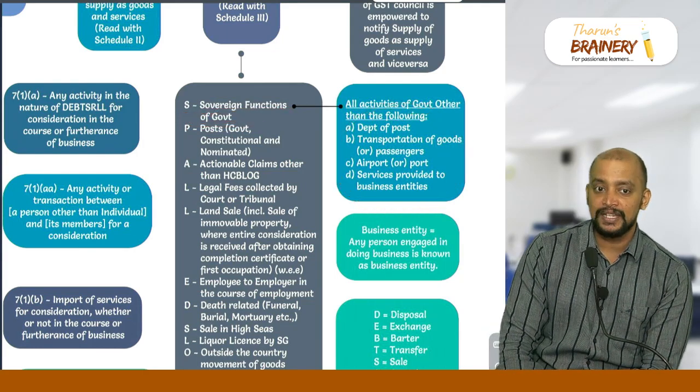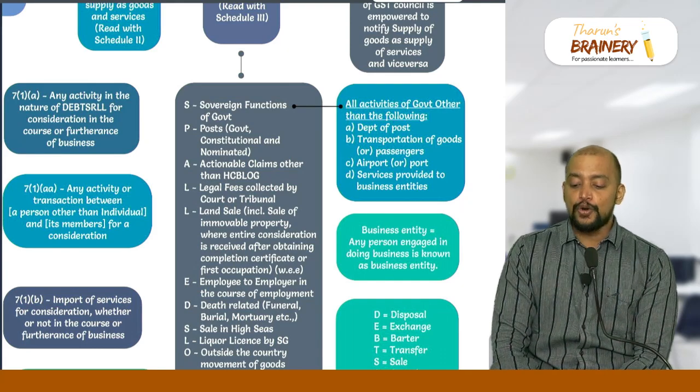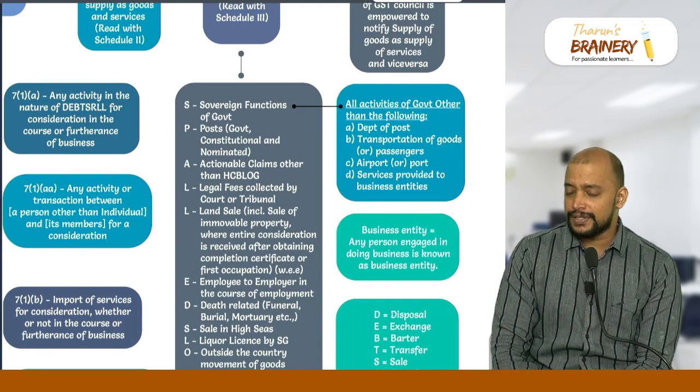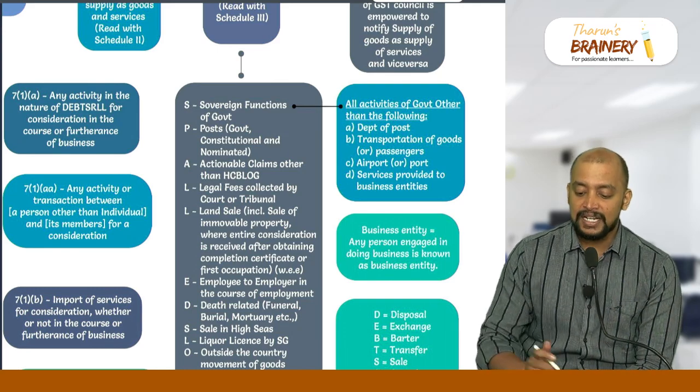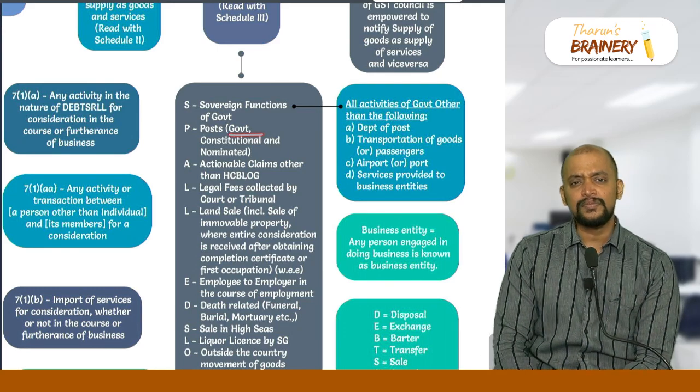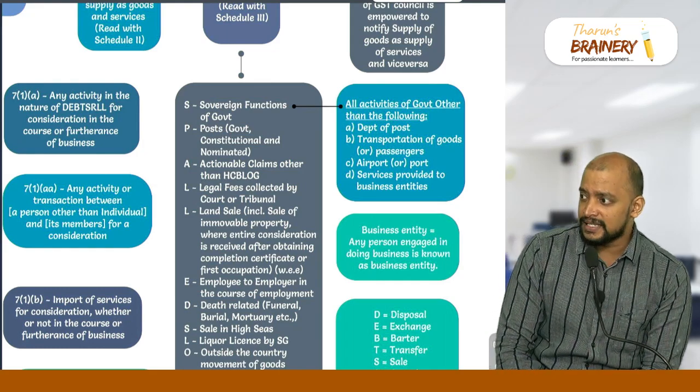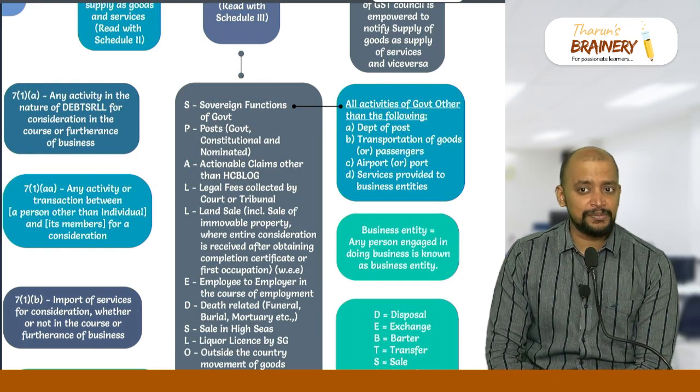Understood? Then P, posts, that is government post, constitutional post and nominated posts. Government post means what? MLAs, MPs, so they get some remuneration from government.